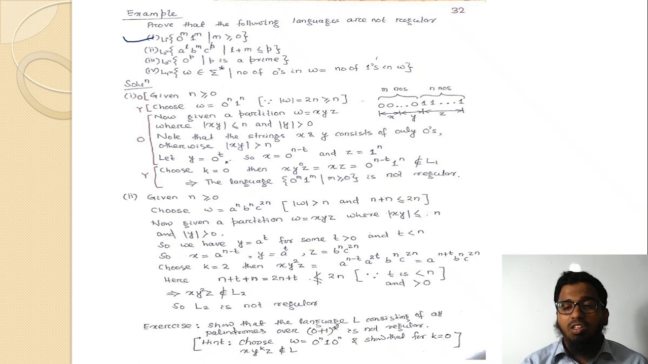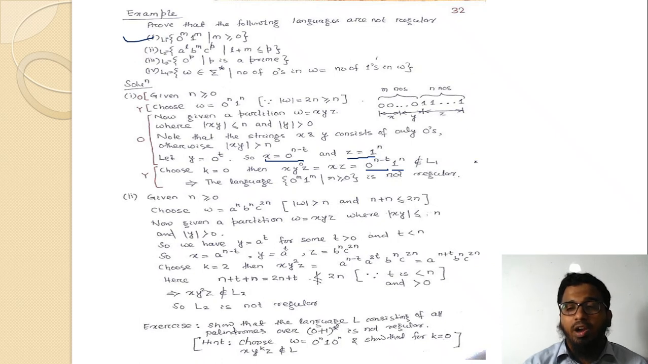Let y equal 0 to the power t, so x equals 0 to the power n minus t, and z equals 1 to the power n. So when we solve this, choose k equals 0, then x y to the power 0 is nothing, so it is xz. What is xz? It is 0 to the power n minus t, 1 to the power n. This does not belong to L1.